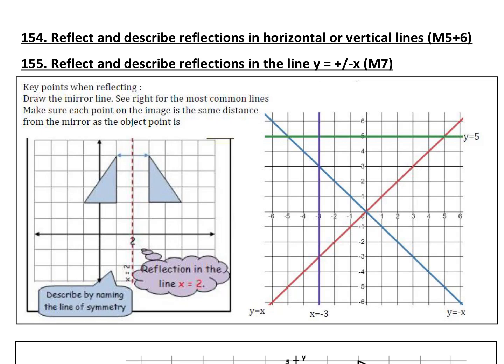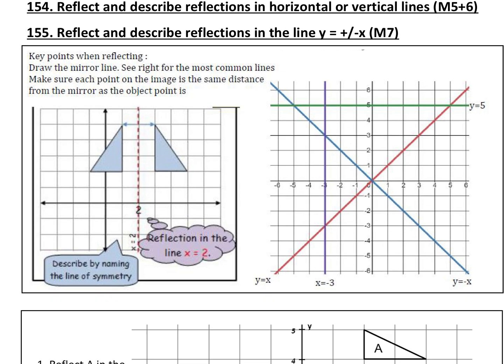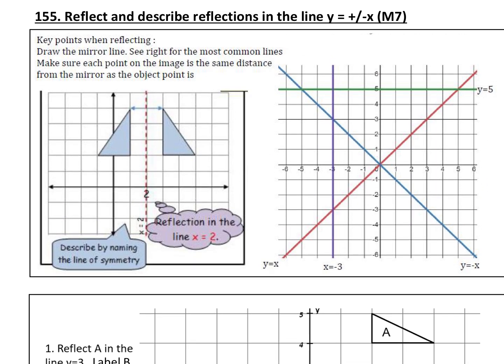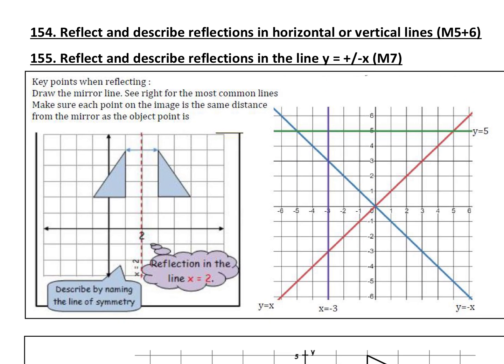In this video, we're going to reflect and describe reflections in horizontal or vertical lines, and then move on to the line y equals x or y equals minus x. And we'll have a go at these 4 examples. Before we do, however, we're going to look at some key points when reflecting.